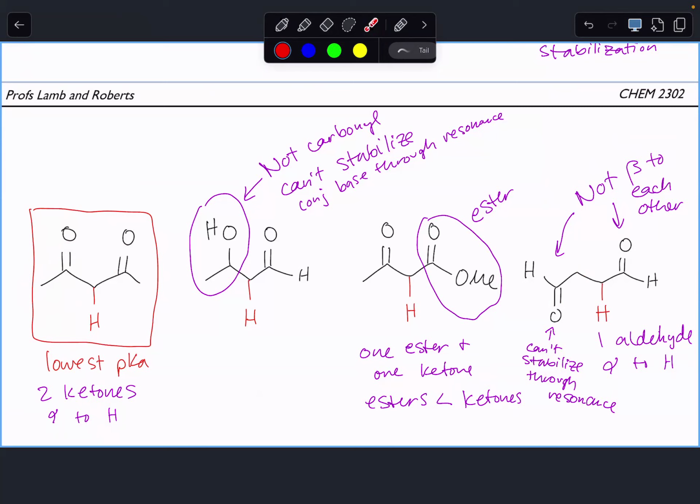Any other questions on this? So it's really those two factors that you're looking at: the number of carbonyls available to resonantly stabilize, and then how electron withdrawing those carbonyls are. Okay?